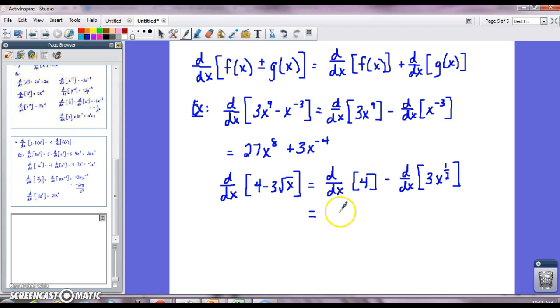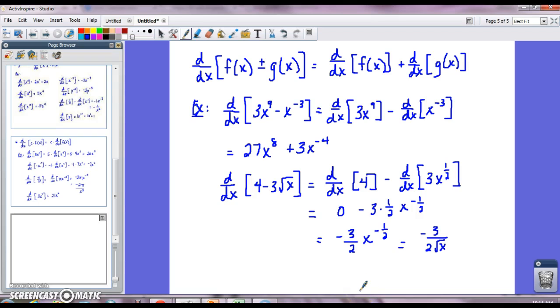Remember that the derivative of a constant is 0. And here I end up with negative, I'm doing 3 times 1/2. And then I have x, so if I subtract 1 from that, I get x to the negative 1/2. So I end up with negative 3/2 x to the negative 1/2, which is the same as negative 3 over 2 square root x.